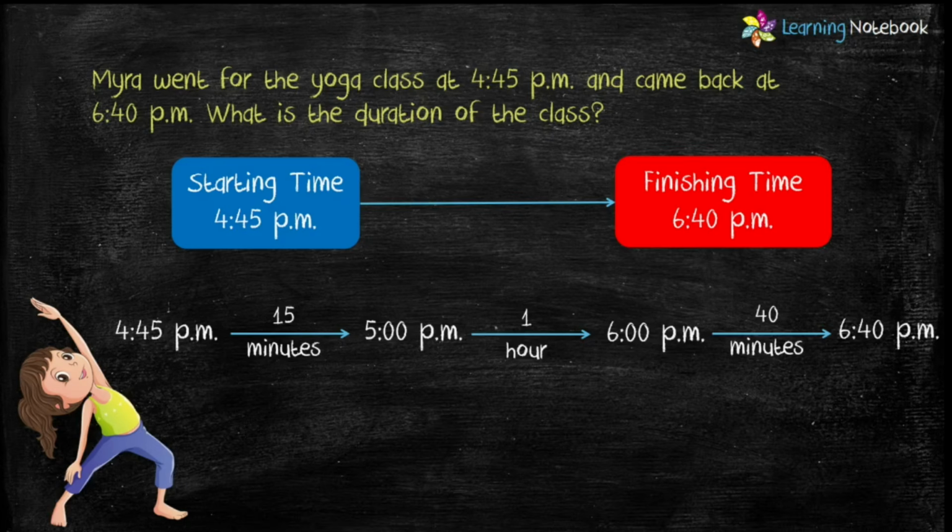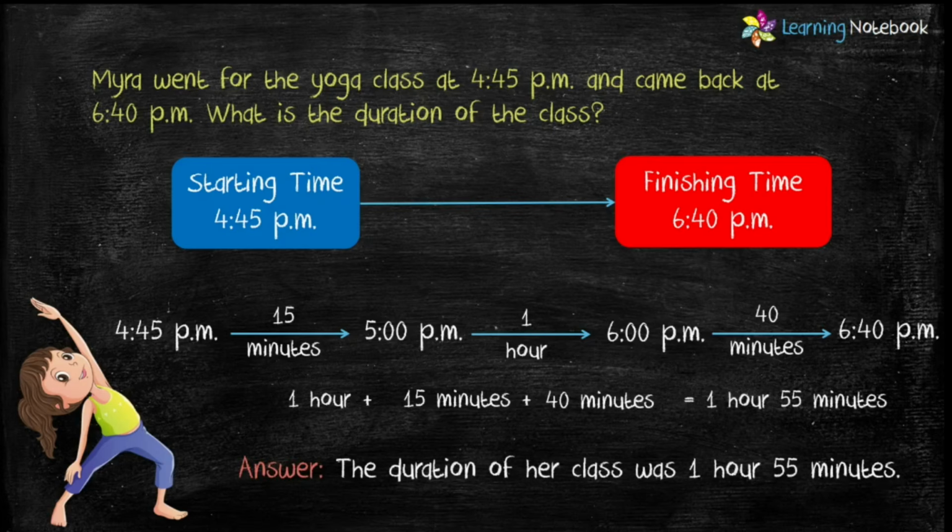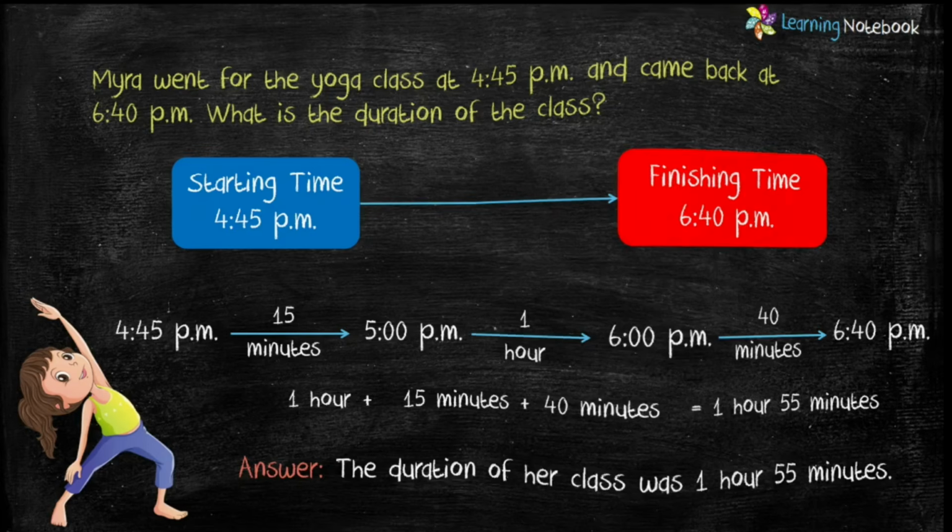Now add hour units separately and minutes units separately. So we get 1 hour plus 15 minutes plus 40 minutes, which is equal to 1 hour 55 minutes. So the answer is, the duration of her class was 1 hour 55 minutes.